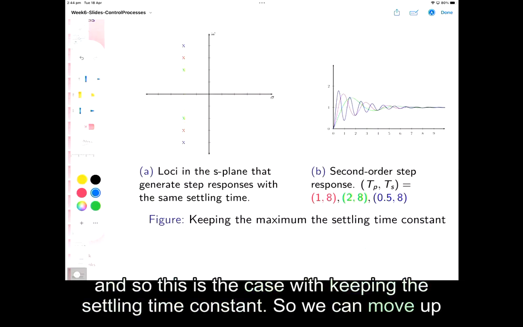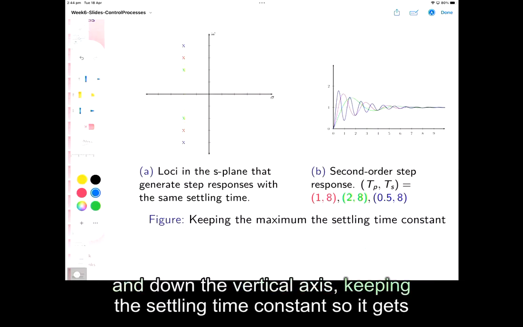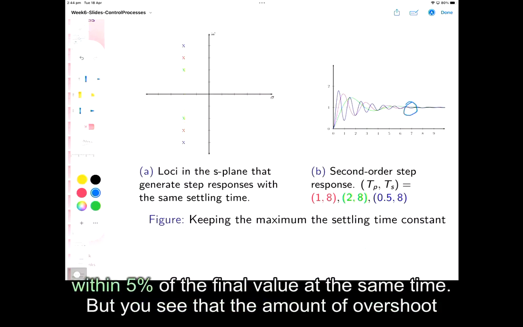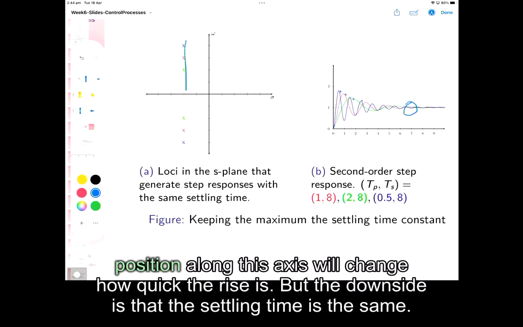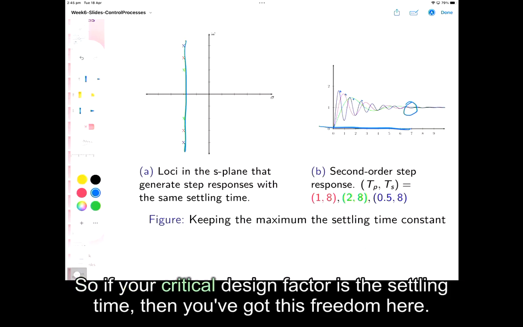So we can move up and down the vertical axis, keeping the settling time constant, so it gets within 5% of the final value at the same time. But you see that the amount of overshoot is different, and the time to the first peak is different. So by changing position along this axis, you change how quick the rise is. But the downside is the settling time is the same. So if your critical design factor is the settling time, then you've got this freedom.